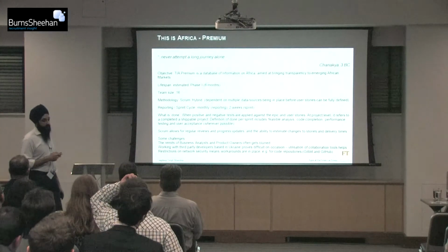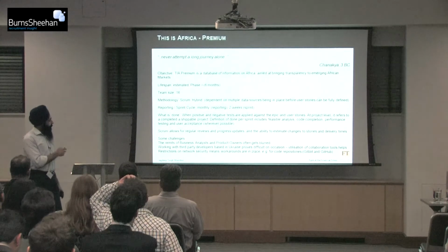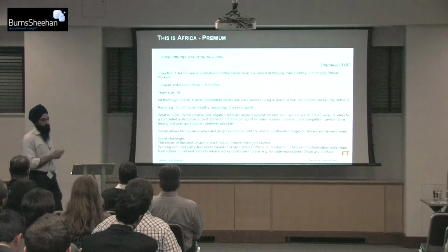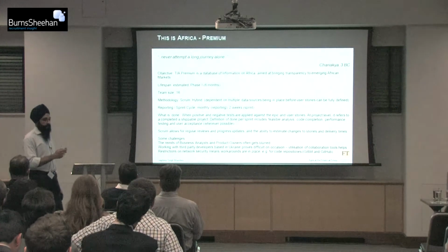The reporting cycle is monthly, so this is basically reporting back to the business, but the iteration cycle is actually 2 weeks. This is just to allow everyone to estimate the stories and epics quicker, and also the business is aware of what we're delivering.